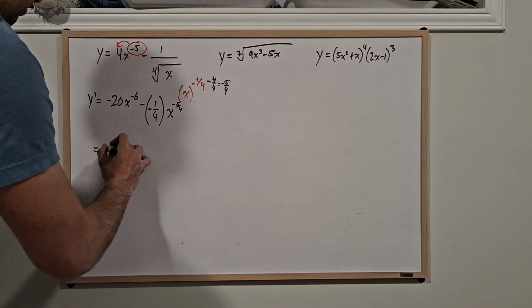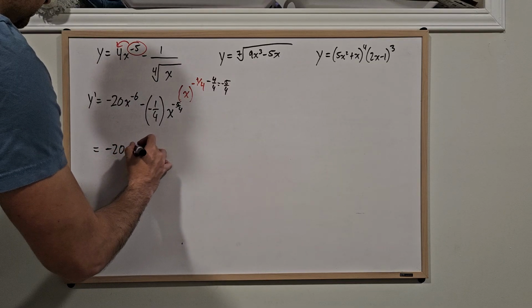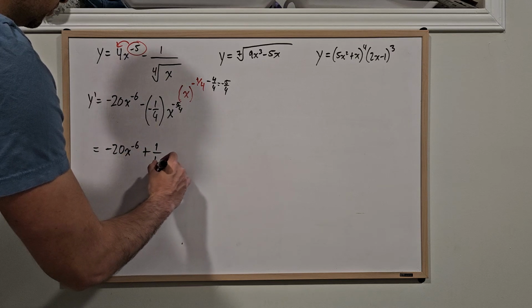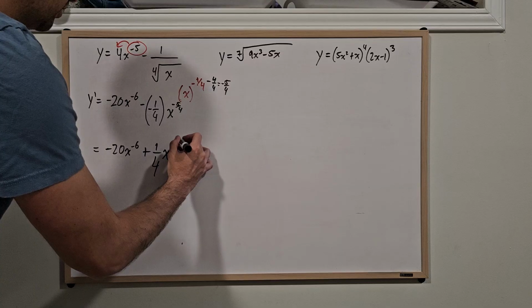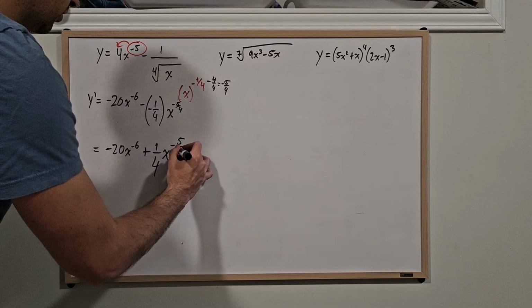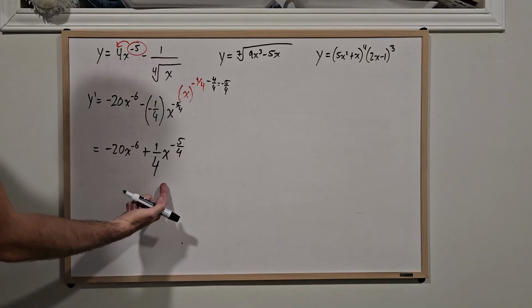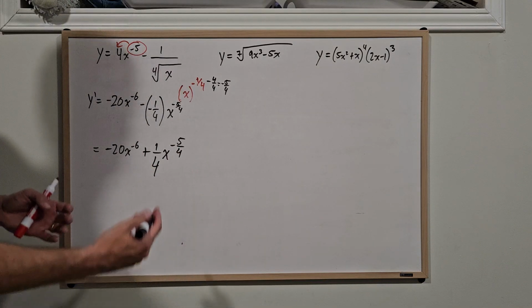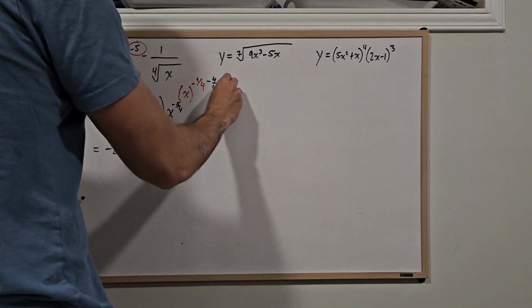Just simplifying that out a little bit, I'm going to have negative 20x to the negative 6. That's going to be plus now 1 over 4x to the exponent negative 5 over 4. If you want, you can take this negative exponent and move it down to the bottom and have 4x to the exponent of 5 over 4 on the bottom, but leaving it like that is perfectly fine as well.